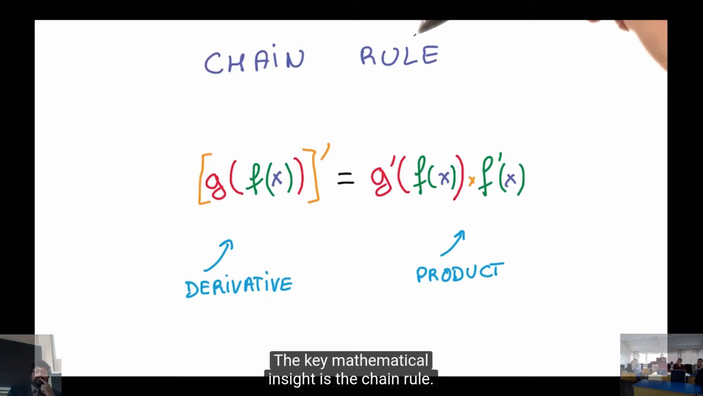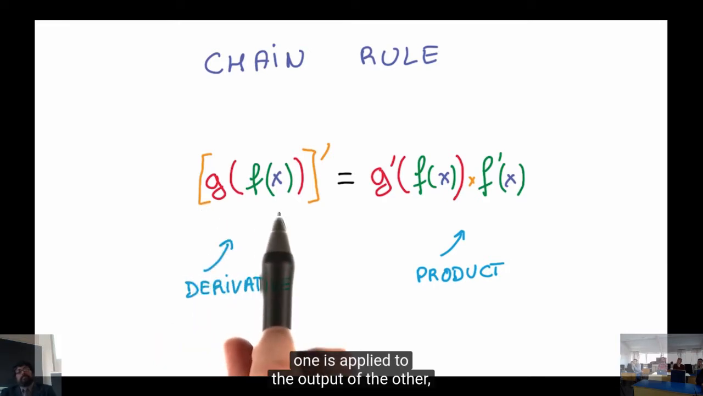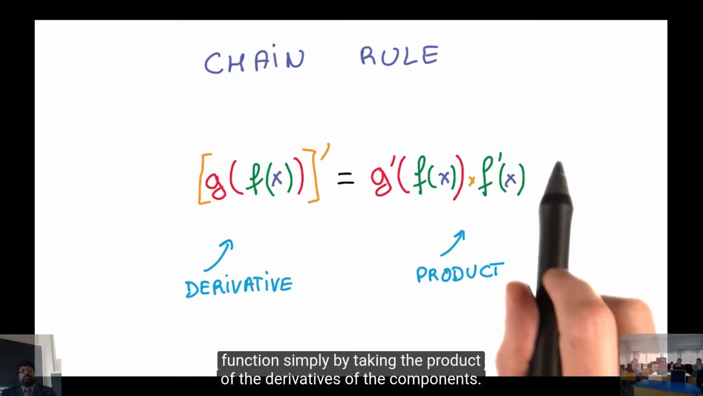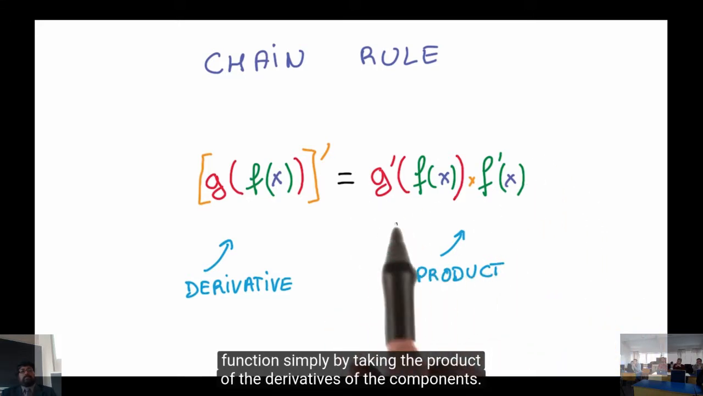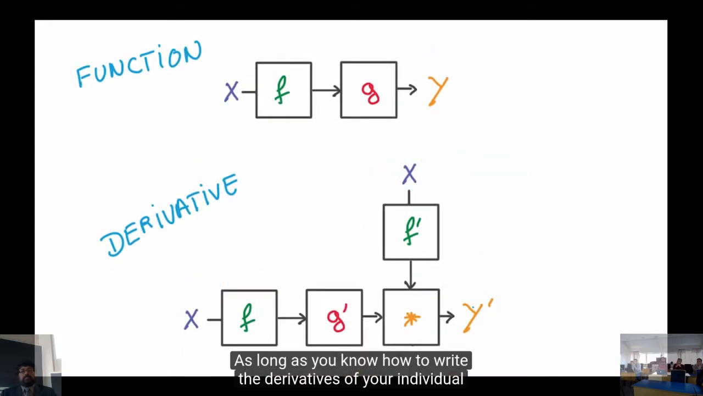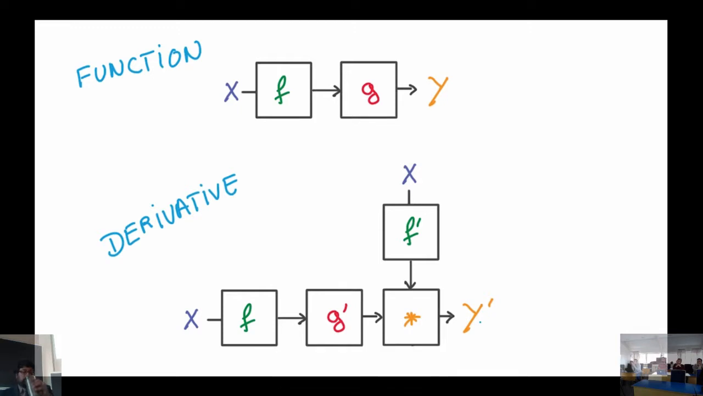The key mathematical insight is the chain rule. If you have two functions that get composed, that is, one is applied to the output of the other, then the chain rule tells you that you can compute the derivatives of that function simply by taking the product of the derivatives of the components. That's very powerful. As long as you know how to write the derivatives of your individual functions, there is a simple graphical way to combine them together and compute the derivative for the whole function.